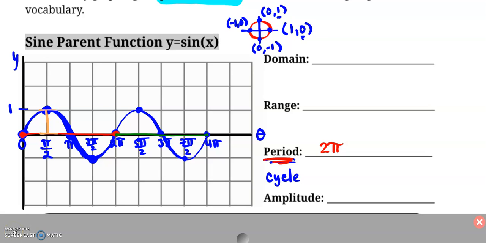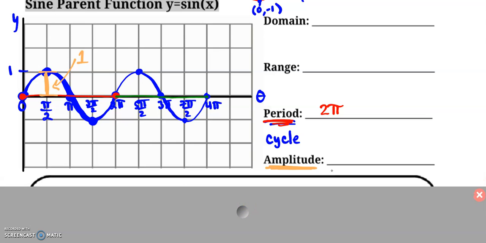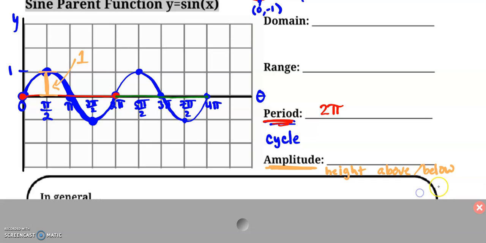The next characteristic we want to notice is this distance above that horizontal axis. So this length right here, this height, is 1 unit. And we call that our amplitude. It is the height above or below the midline. I'll talk in a little bit about what the midline is, because the midline is not always on the horizontal axis. And that is always positive, like an absolute value. So the height above or below your midline is your amplitude.